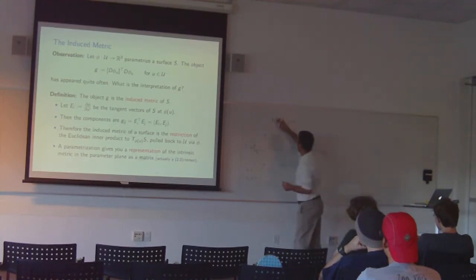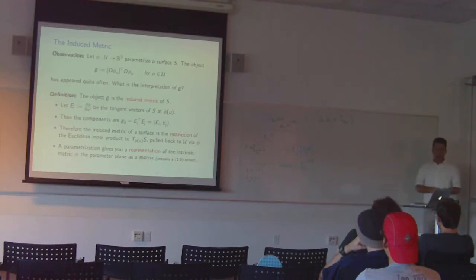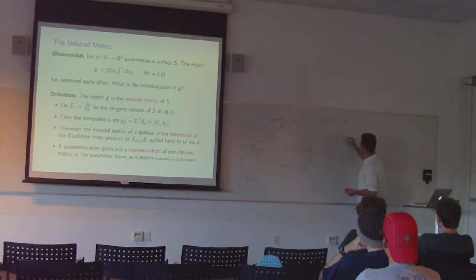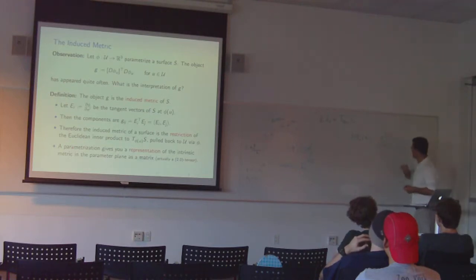Okay. So this is what you get when you have a parameterization: tangent vectors to the surface S. Okay, right, so this is the setup. Just observe that capital Ei is equal to the matrix d phi at 0 acting on Ei, which is simply d phi by d ui, at 0, of course.